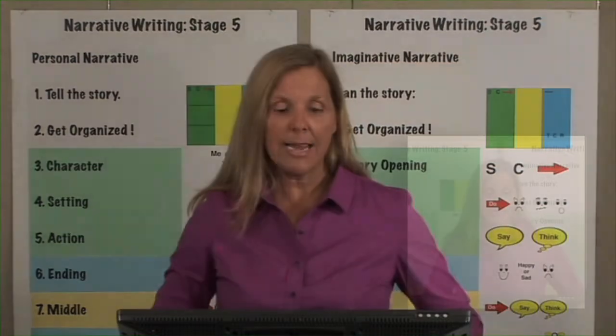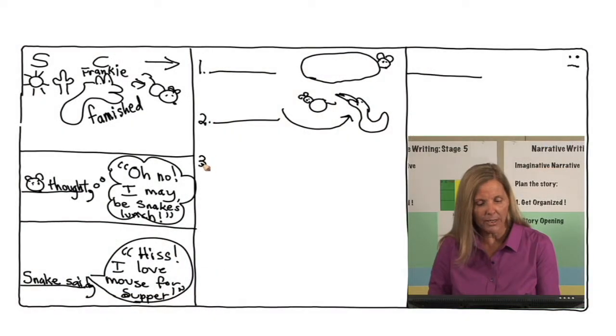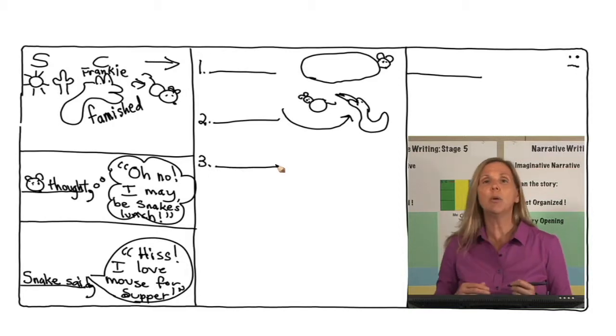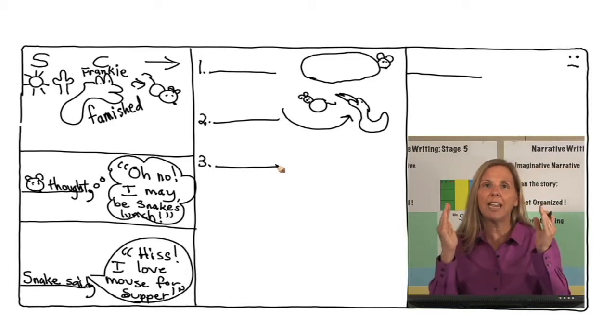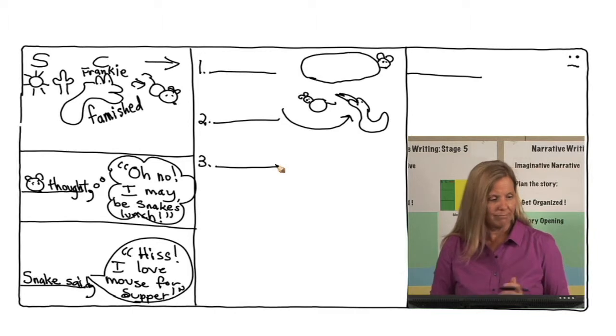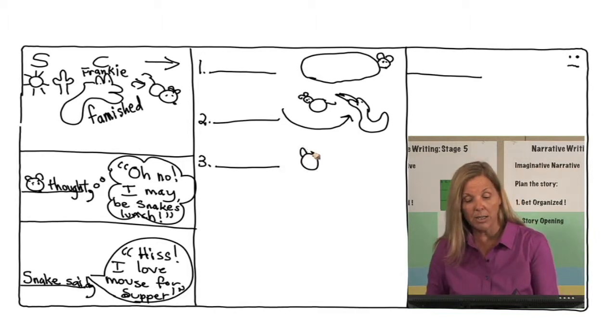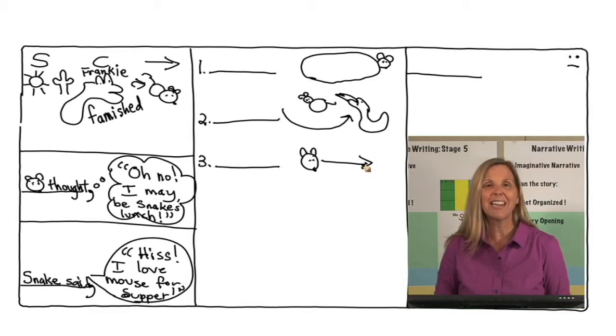What happened next? Let's put a number 3. Let's keep going in our story. Put a line. Do we want to do, say, or think? Let's have an action. Let's have Mouse barely escape. So Mouse is running away and escapes from Snake. Excellent.